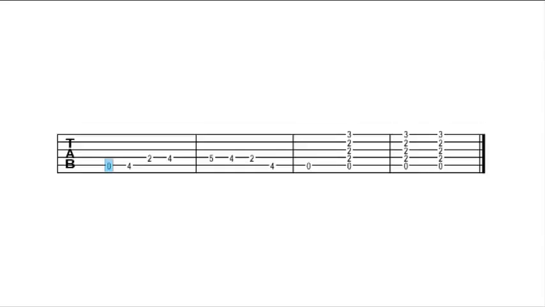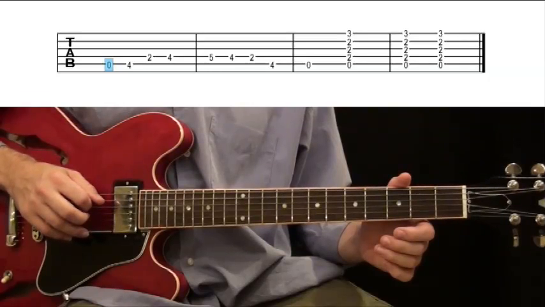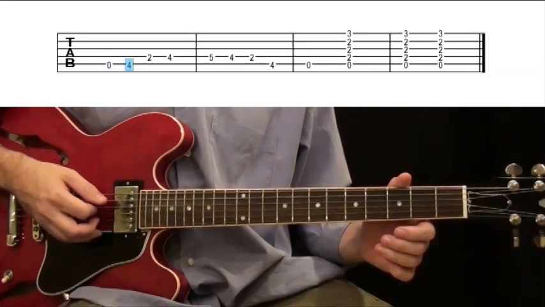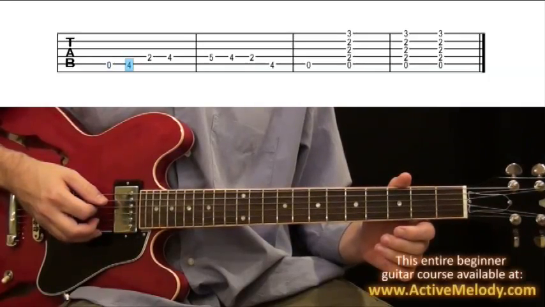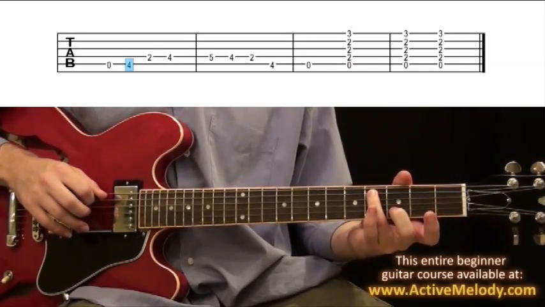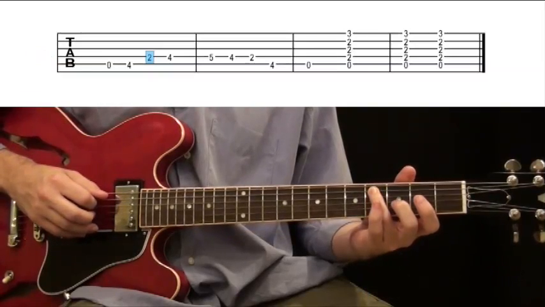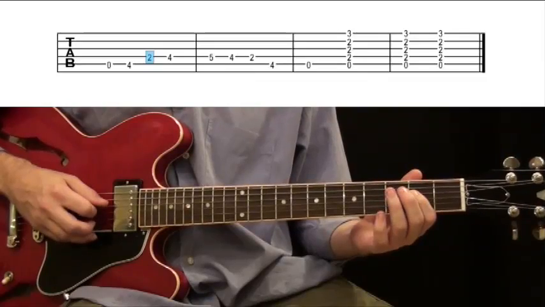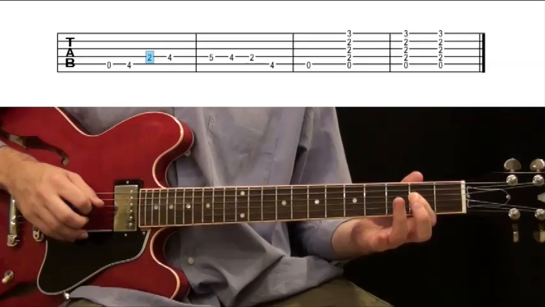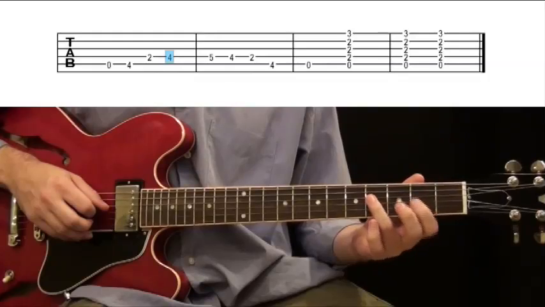In this case, I'll play the 5th string open. The next note is also on the 5th string, but this time we can see that it's on the 4th fret. So we'll play this note. Okay, now you'll notice that we're on the 4th line, or the 4th string, and the next number we see is 2, so I'll play the 2nd fret on the 4th string. Now the next note is also on the 4th string, but this time it's at the 4th fret, so we'll play this note.